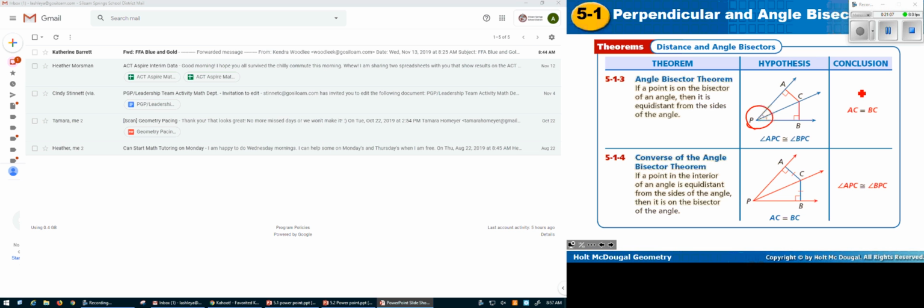you have an angle that is being bisected. That means that PC is the angle bisector. Do you guys agree? Okay, so this theorem simply says if you have a point on that angle bisector, it will be equidistant to the sides of the angle. And when they say equidistant, that has to be drawn perpendicularly. And that is key.